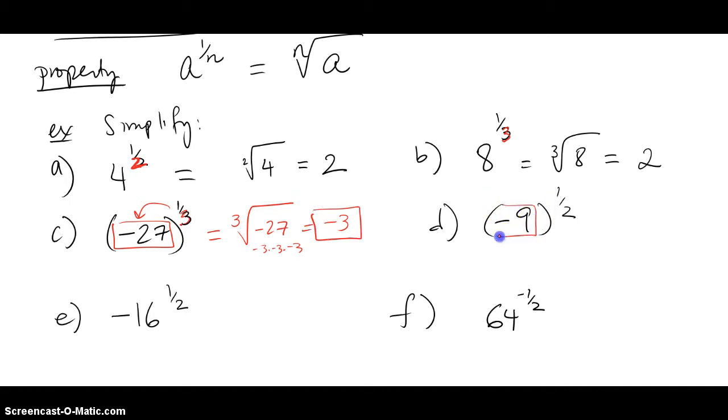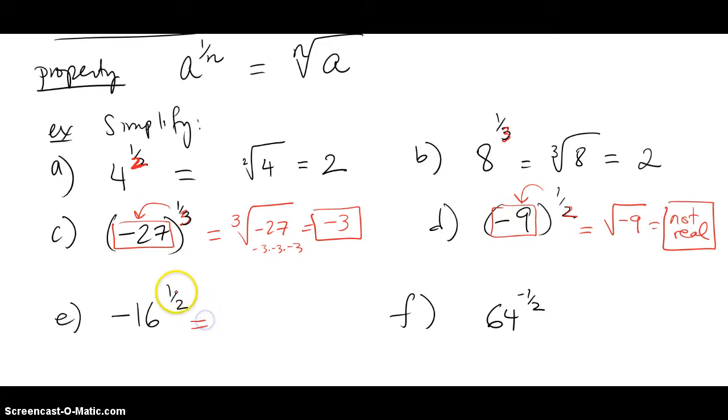Now I have negative 9, all of it raised to the half power, and remember that's the index, it's the nth root, so I'm really looking at the square root of negative 9, which you know is not real, because no number times itself in the real number system is going to give you negative 9. So not real or undefined.